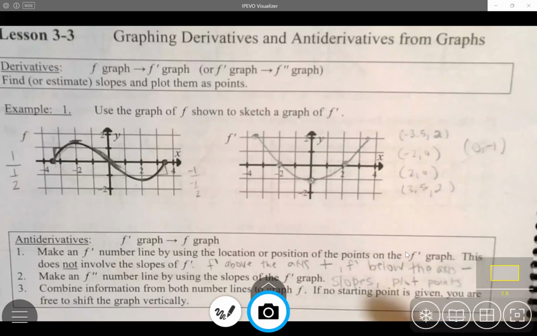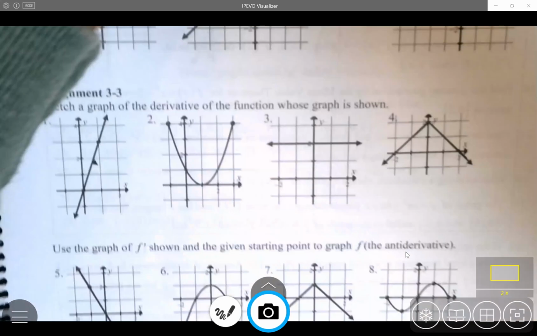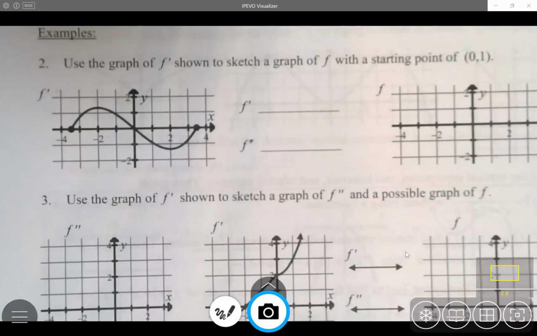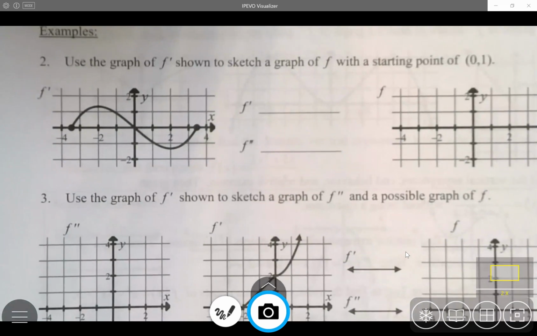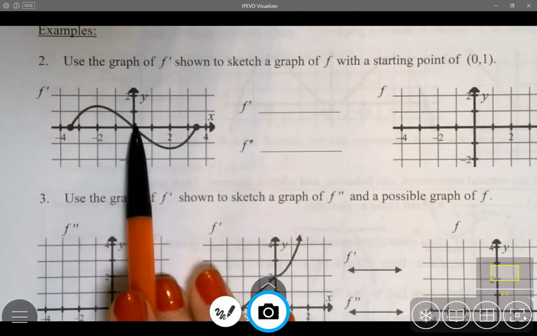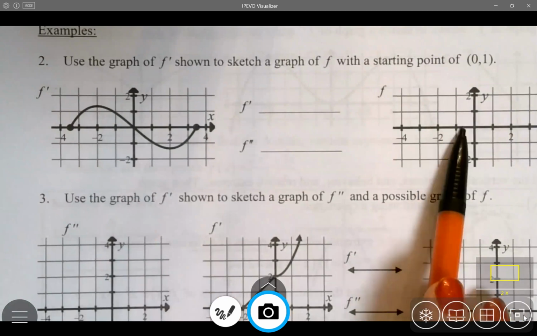Okay, so let's turn the page over and go backwards. Okay, so on example 2, let's see if we can get this to focus a little bit better. Okay, so on example 2, we are going to have an f prime graph. So I know the derivative, and I'm going to draw the function.